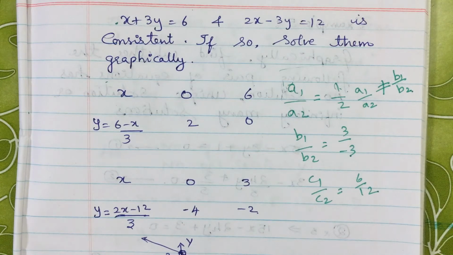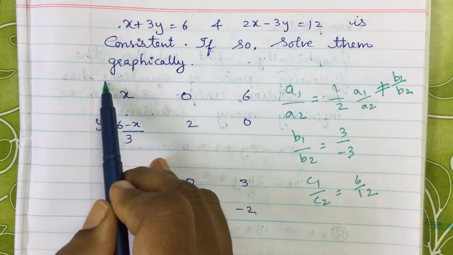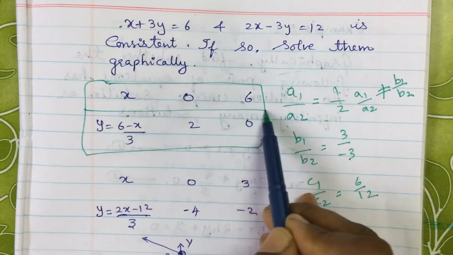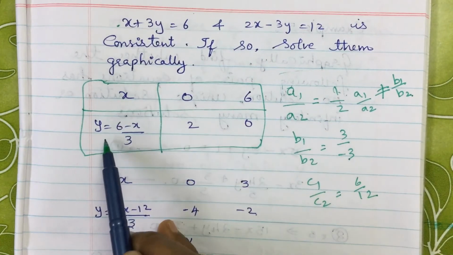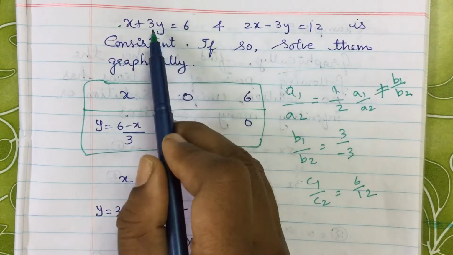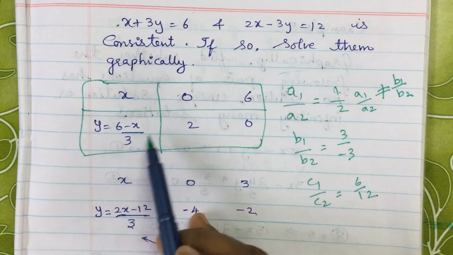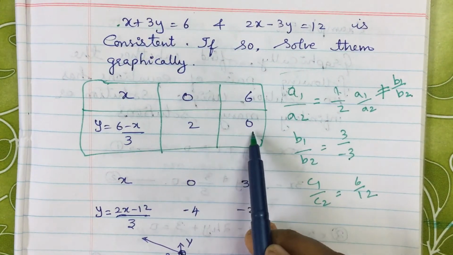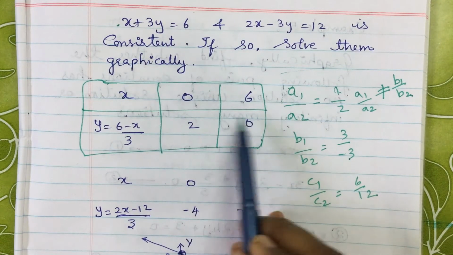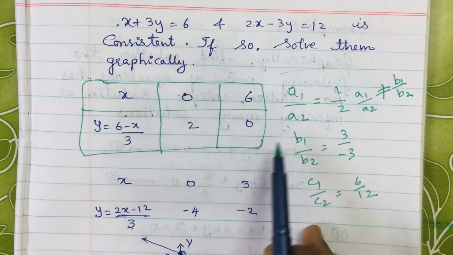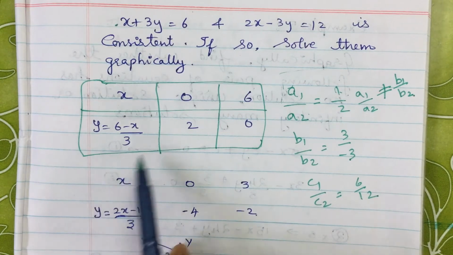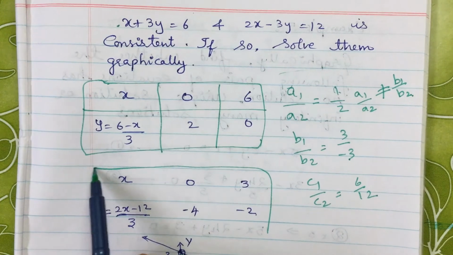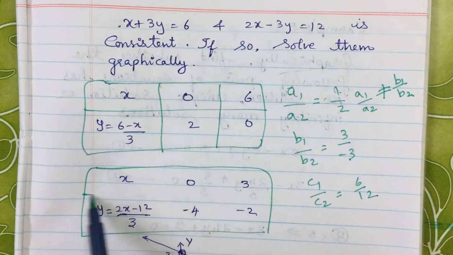Then, as the usual procedure, you put a table like this. You find out what y is from the given equation. So y is equal to (6 minus x) by 3. Then randomly you substitute x as 0 and find the y value, and substitute y as 0 and find the x value. You will get the points. You mark these points on the graph, and you will get a line for the corresponding equation.